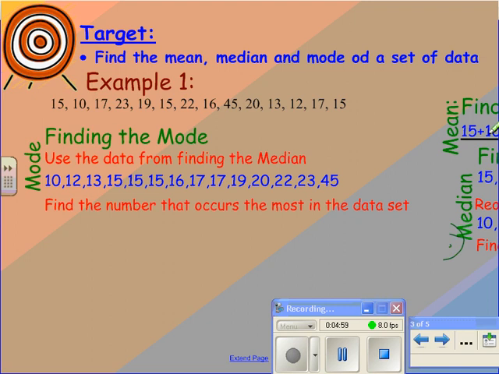If I look here, I have 10 occurring once, 12 occurring once, 13 occurring once. I do have 15 occurring 3 times. I have 17 occurring twice, and all the rest of the numbers occur once. What occurs the most times is the number 15. So if I say, what is the mode of this data set, we would say 15 is the mode.